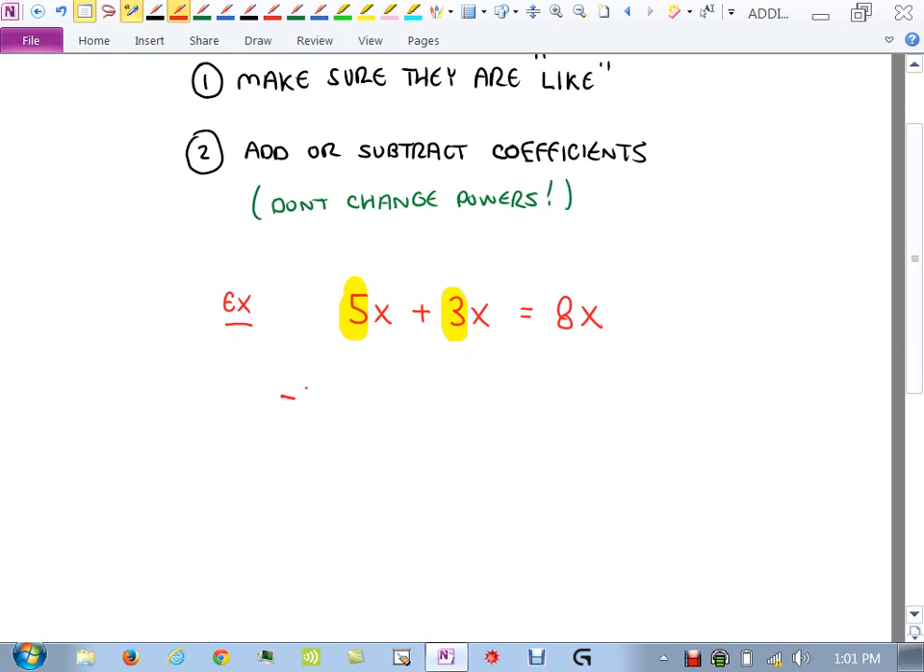How about negative 4xy plus 7xy minus 3x squared? This is another example.